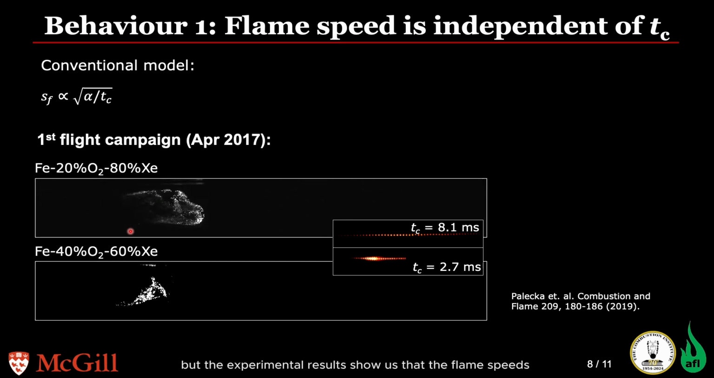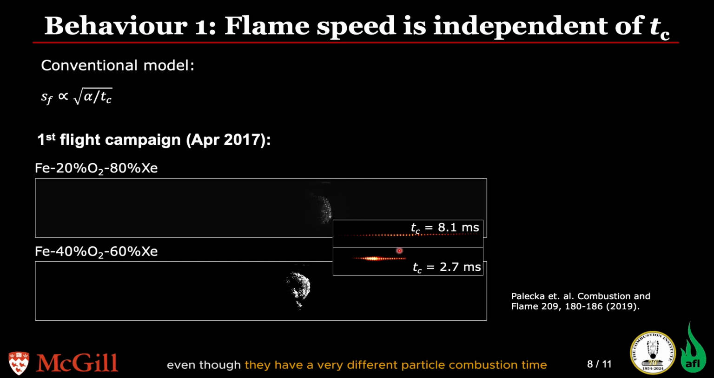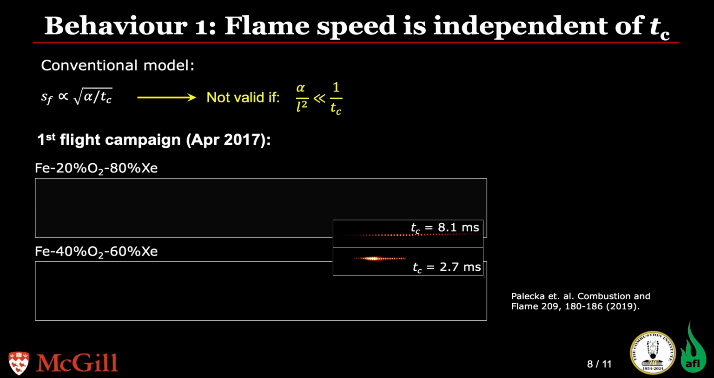But the experimental results show us that the flame speeds are not significantly different from each other, even though they have a very different particle combustion time. So from these campaigns our group concluded that the conventional model, which suggests that the flame speed depends on the particle combustion time, is not valid if the heat diffusion rate is a lot slower than the heat release rate from the particle.